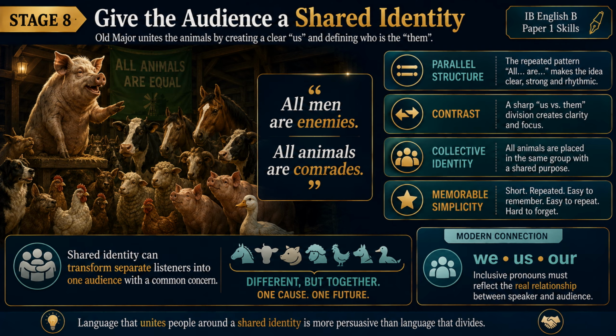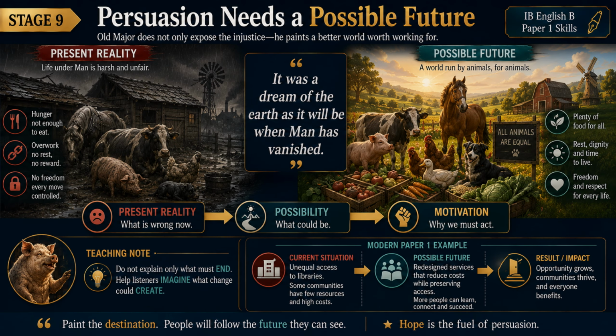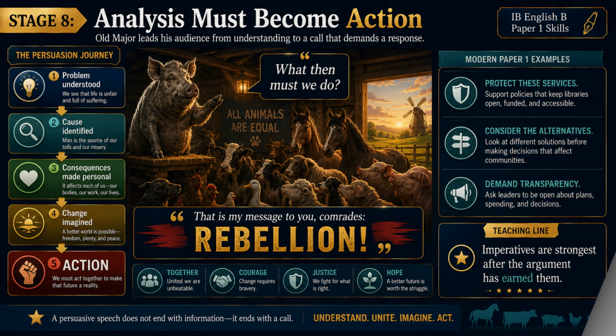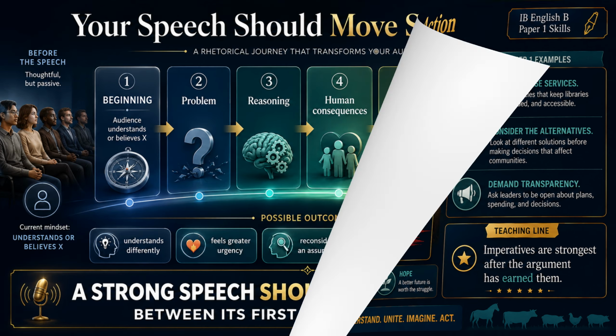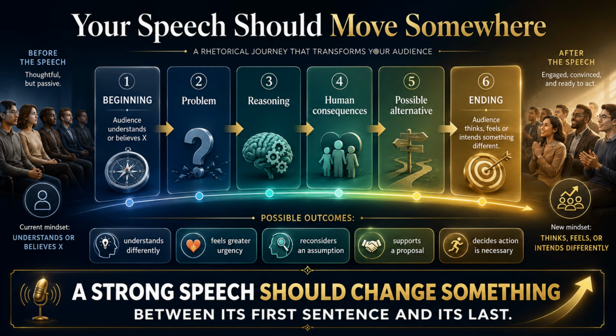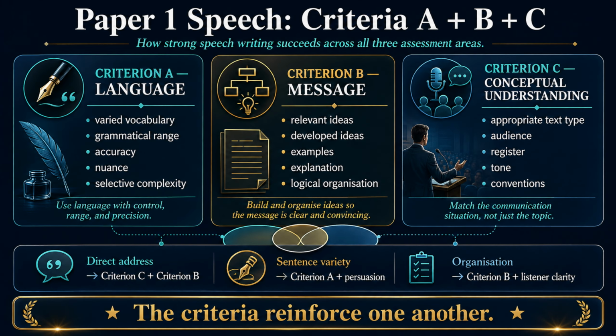The audience is given a shared identity, a possible future, and a reason to respond. That is rhetorical movement. A strong speech should change something between its first sentence and its last. Perhaps the audience understands an issue differently. Perhaps they feel greater urgency. Perhaps they reconsider an assumption, become more willing to support a proposal, or decide that action is necessary. Whatever your purpose is, the speech should move towards it, and that connects directly to Paper 1 assessment.